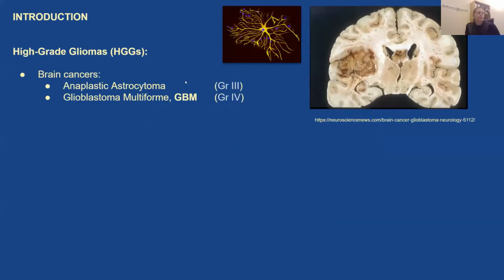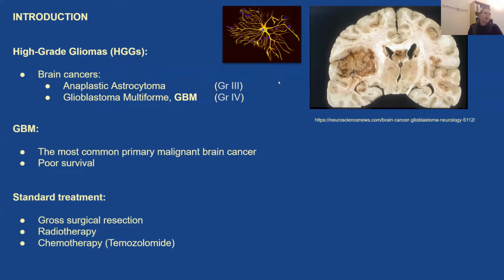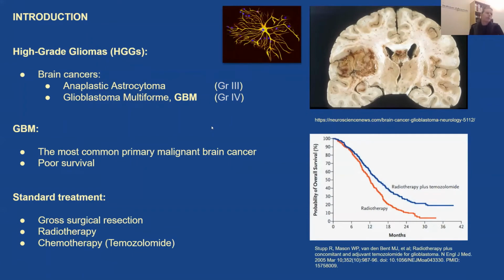So high-grade gliomas is a type of brain cancer, and it's comprised of anaplastic astrocytoma and glioblastoma multiforme, or GBM. And this is grade 4 and 3 respectively. They arise from these astrocytes, of which there are many billions in the brain. And here's an example of a GBM. As you can see, it's a very nasty cancer. And despite being the most common primary malignant brain cancer in adults, it still has very poor survivability. Even using a 3-pronged approach with surgical resection, radiotherapy, and chemotherapy, median survival is only a couple of months.